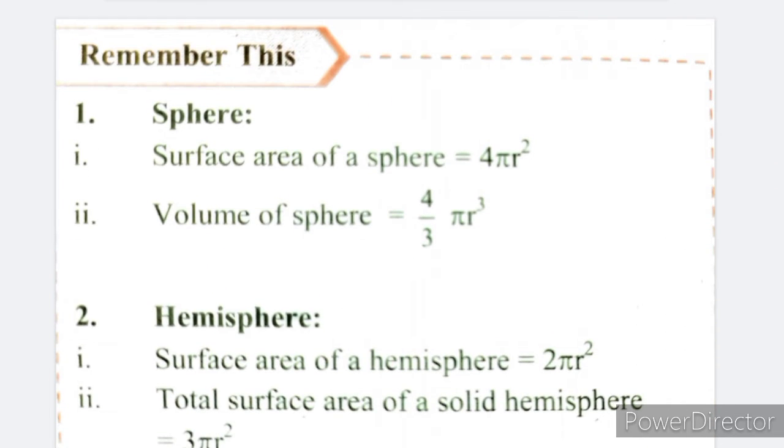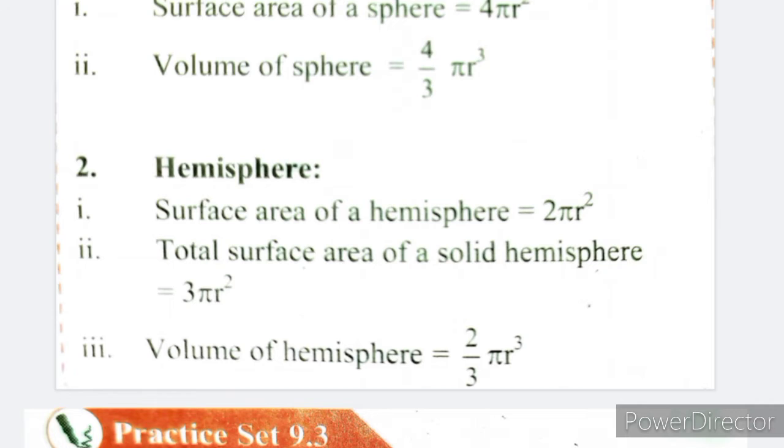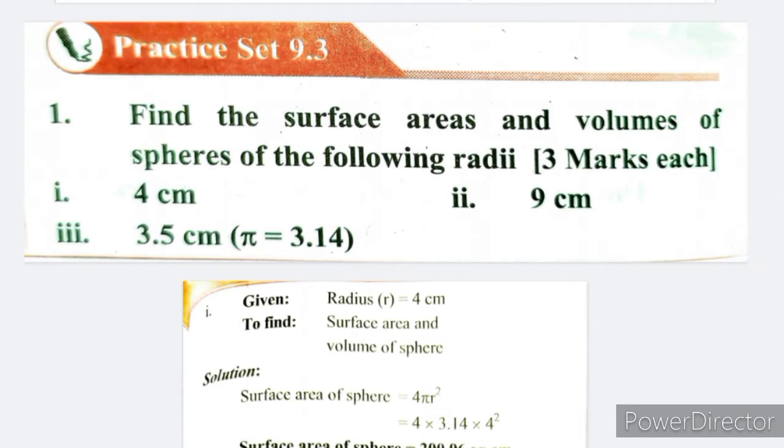Now remember these formulas. Sphere: surface area of a sphere is 4 pi r square, volume of a sphere is 4 upon 3 pi r cube. Hemisphere: surface area of a hemisphere is 2 pi r square, total surface area of a solid hemisphere is 3 pi r square, volume of hemisphere is equal to 2 upon 3 pi r cube. Remember these points because these are very important points that we need in practice 9.3.